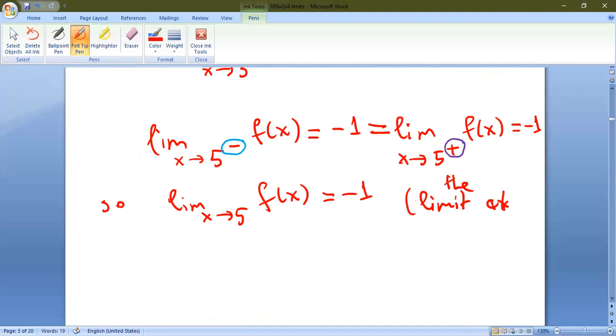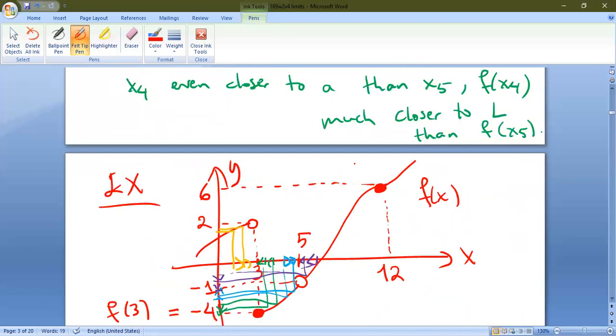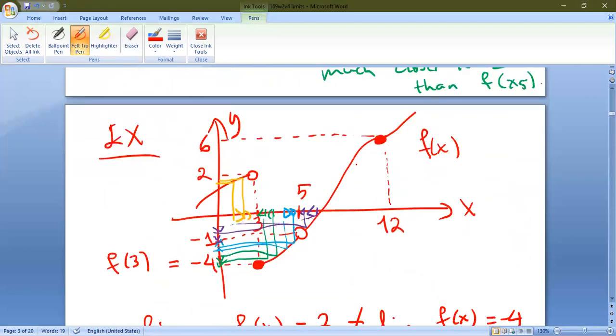I should rather say it shortly: the limit exists. But do you see, the function isn't defined at 5. Okay, let's look at the graph again. At x equals 5, the function isn't defined.